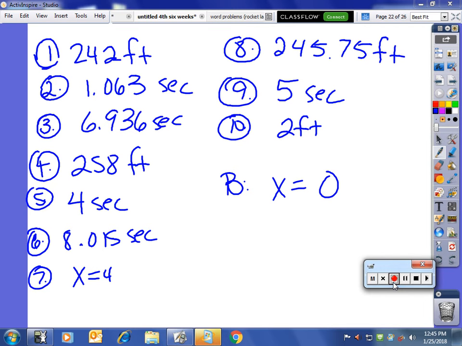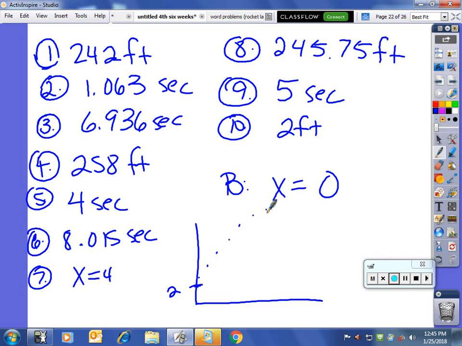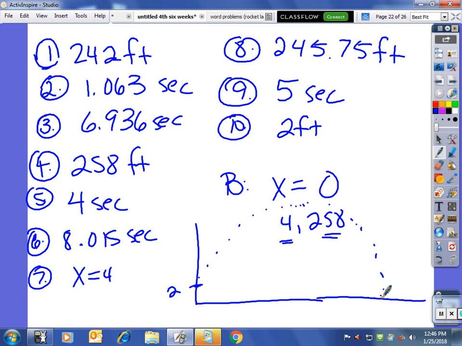How long is it in the air? Okay, so this rocket was launched from a 2-foot platform, right? It went up, up, up. I think the vertex was 4,240. What was the x value? 4,258. That's the time it took to get to its highest height. Then it's coming down, down, down, and it eventually lands right here. It's not in the air anymore. This is when the height is now a 0.